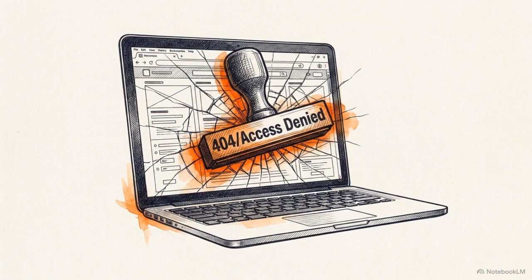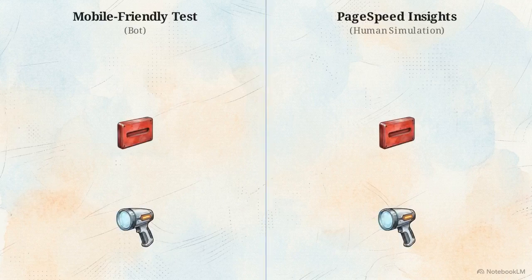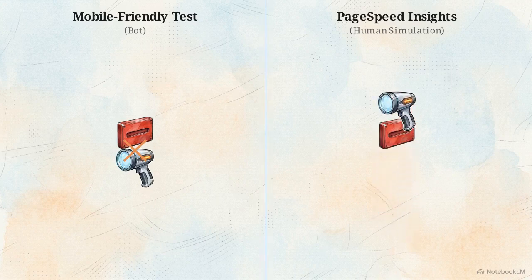Technically sophisticated, beautifully designed sites often fail to appear as AI citations. The failure usually occurs long before the content is even read. This map compares two tools that isolate where AI is blocked. On the left, the mobile-friendly test hits a barrier. On the right, PageSpeed Insights renders the page.